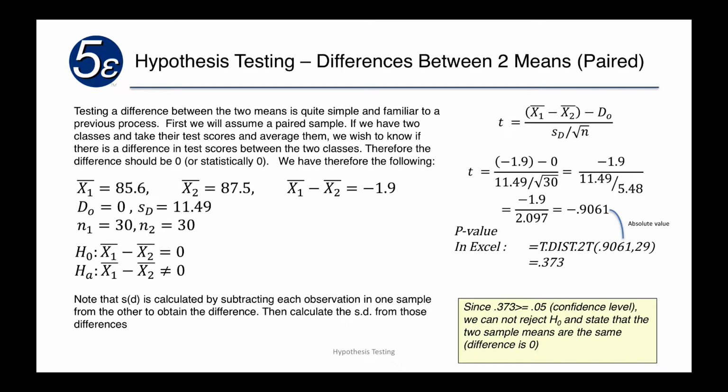And since 0.373 is greater than the 0.05 significance level, we cannot reject the null hypothesis, and we can state that the two sample means are the same.